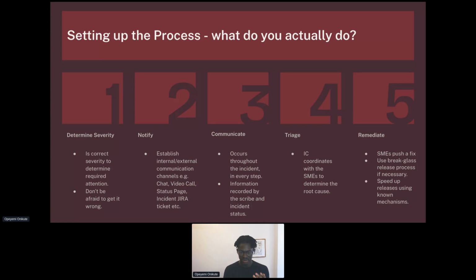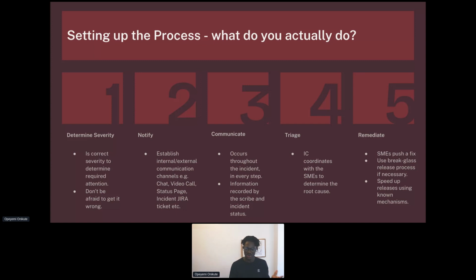The severity determines the amount of attention required. So even if the severity is wrong at first, it can be changed, right? So don't worry about that. The next step is to notify, right? This is where you create your communication channels, right? Video, chat rooms, everything. If you have a Jira project for incidents, create the Jira for the incident as well. And then next is communication, right?